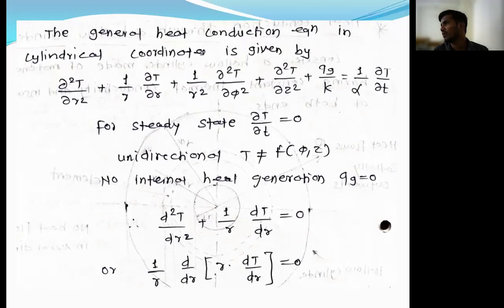Okay, so therefore we have to consider the unidirectional, that is temperature is a function of only R. So temperature is not a function of phi and Z.